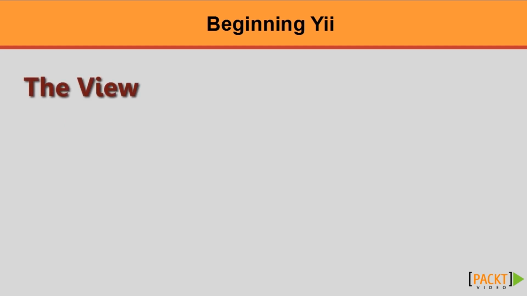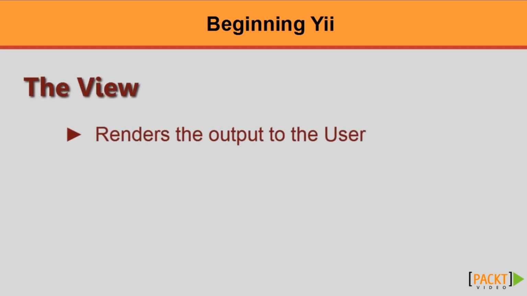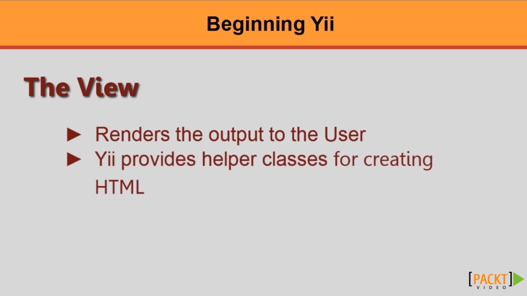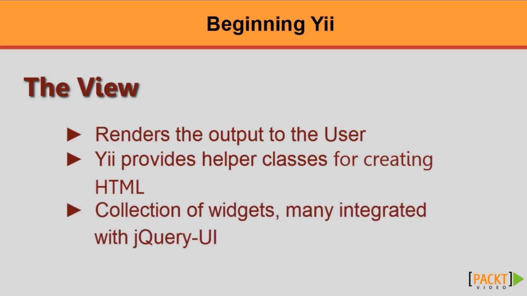The view is responsible for rendering the output to the user, so is normally a mix of PHP and HTML. Yii has a number of helper classes for creating HTML, such as URL creation, images creation, and form elements. Yii also has a large and powerful collection of inbuilt widgets, many of which are closely tied in with jQuery UI widgets. This removes many of the complexities of building complex web forms.